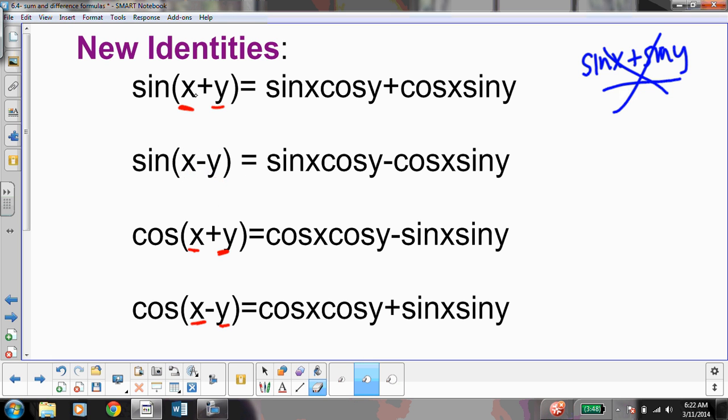In the addition problems, the order might not necessarily matter because you're adding. But in the subtraction problems, make sure you're paying attention to where your x's and your y's go. The same thing with the cosine of x plus y. We have subtraction, so pay attention to which numbers you're plugging where.